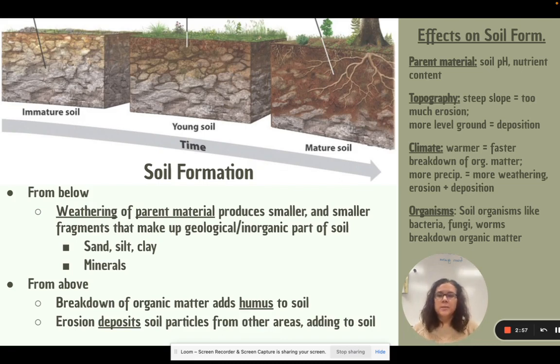And soil is going to form differently in different climates because forming it also involves the breakdown of the organic matter through that soil. And that's going to be affected by the climate. So warmer climates are going to have a faster breakdown. If there's more precipitation, there's also going to be more weathering and erosion. So that's the other side of it, right? And the organisms that are in there will also affect that soil formation, because if you have more worms and bacteria and fungi working to cycle those nutrients and break down that organic matter, you're going to have richer soil.